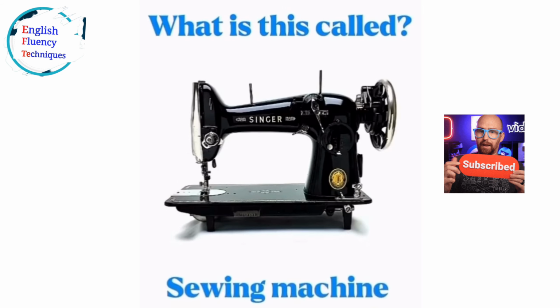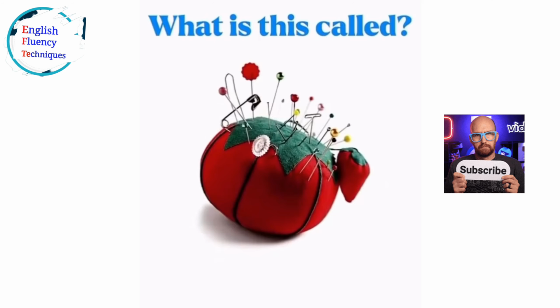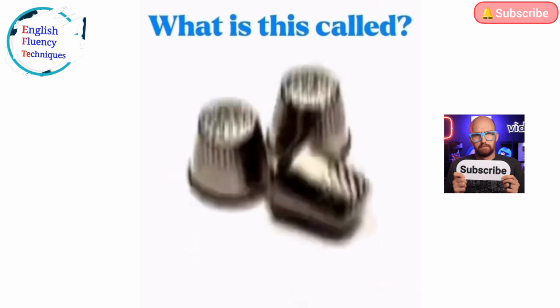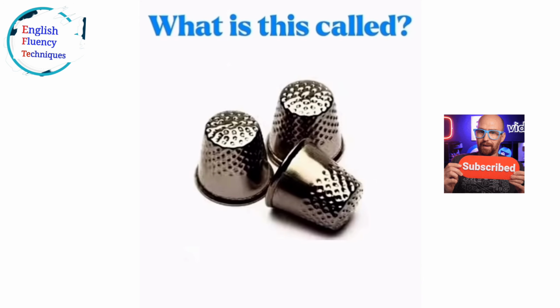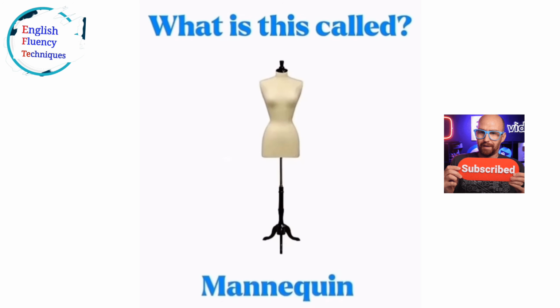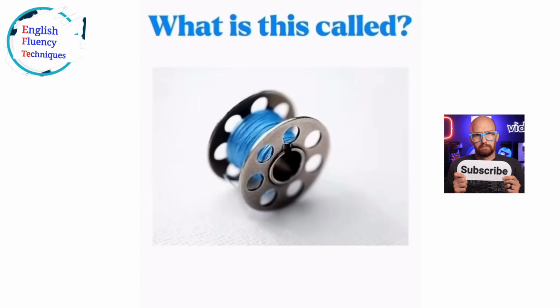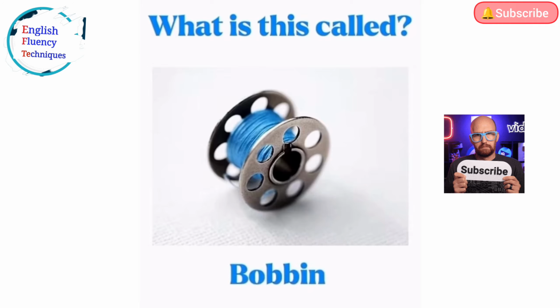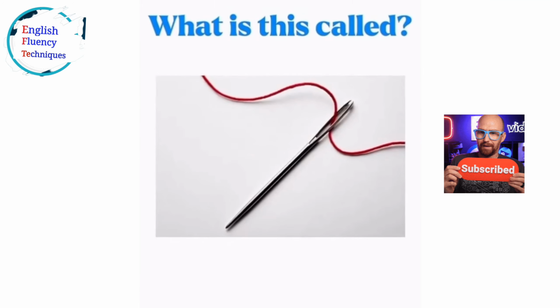What is this called? Sewing machine. What is this called? Pin cushion. What is this called? Thimbles. What is this called? Mannequin. What is this called? Bobbin. What is this called? Needle.